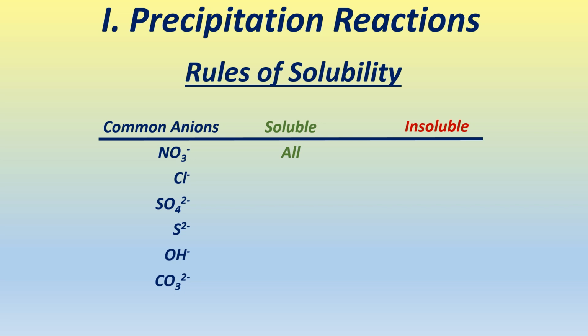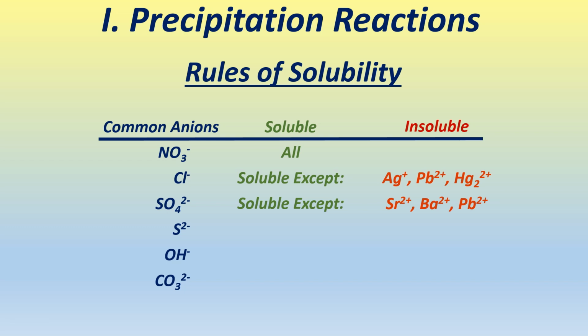Chlorides are also highly soluble, with 3 exceptions. Silver, lead, and the mercuric Hg2 2+ ions with chloride ion are all insoluble. Similarly, sulfates are generally soluble, with the exception of strontium, barium, and lead 2+ ions. Moving on, sulfides are generally insoluble, with the exception of group 1 +1 ions, group 2 +2 ions, and the ammonium ions.